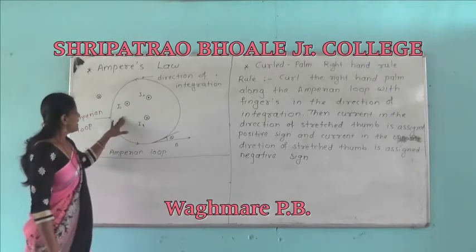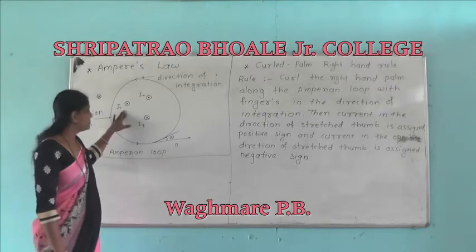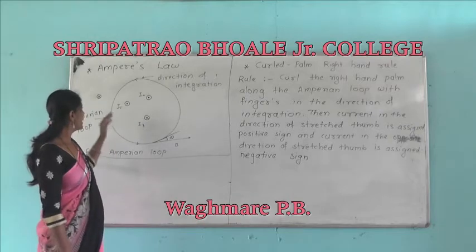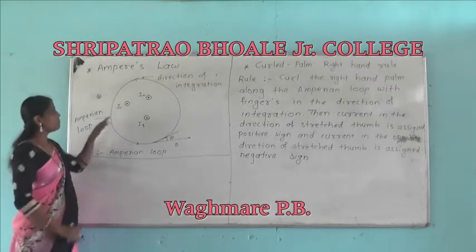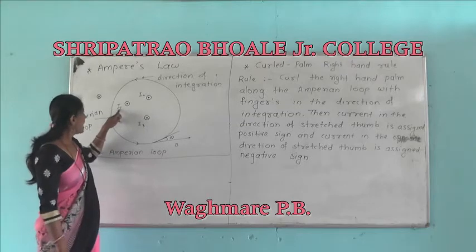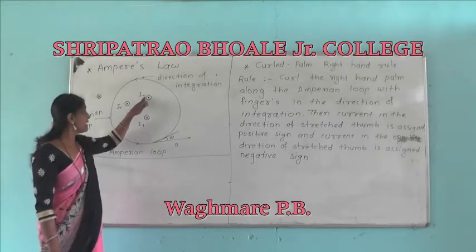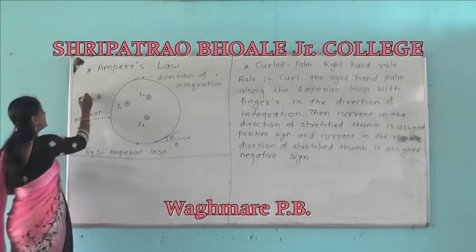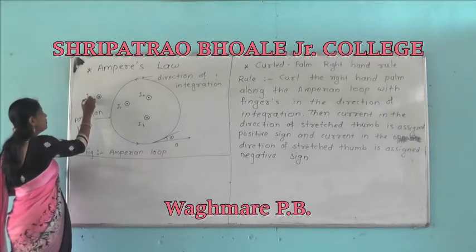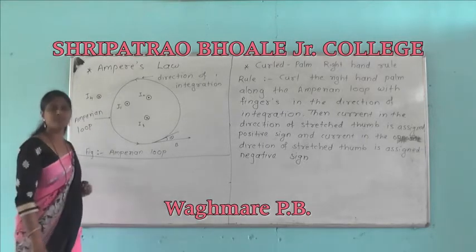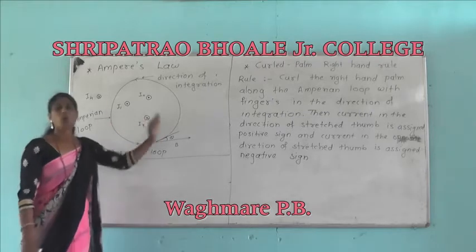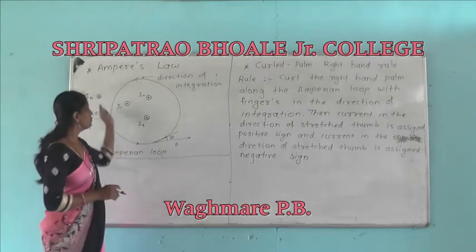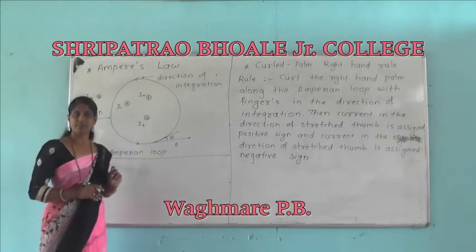Now here a number of wires are shown. Suppose the first wire, second wire, third wire and fourth wire, and the current passing through the first wire is I1, through another wire is I2, through the third wire is I3, and through the one more wire is I4. We have to find the magnetic field at a point due to all these currents.